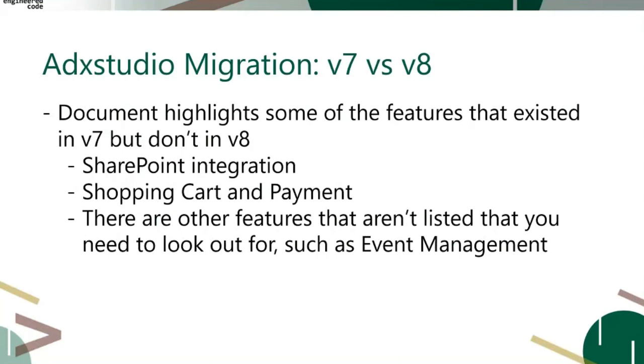So the document began with highlighting some of the features that existed in version 7 but don't exist in version 8. This is important because there are a few significant features in there, and customers leveraging those features in version 7 need to figure out what they're going to do when they go to version 8. The two biggest ones would be the SharePoint integration. In version 7, if you had the out-of-the-box SharePoint integration in Dynamics, you could expose those documents on your portal. That simply isn't the case in version 8.